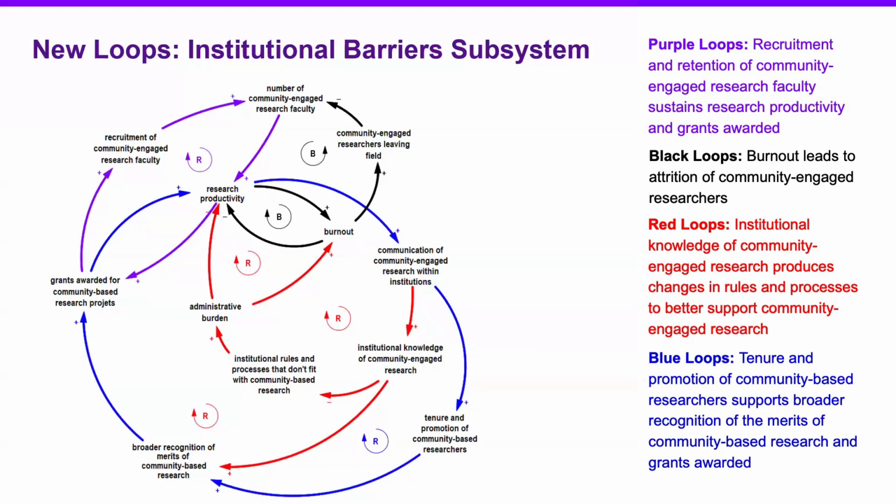This last loop was identified again in the group model building sessions, but it shows that tenure and promotion of community-based researchers increases the recognition of what community engaged research can allow for, and then it increases the merits and the funding of community-based research.